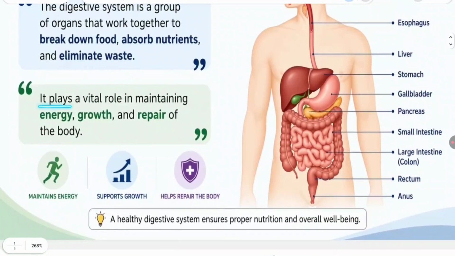Okay, so what is the main role? It plays the vital role of maintaining energy, growth and repair of the body. This is the main role the digestive system plays. It maintains the energy, supports growth and helps to repair the body.